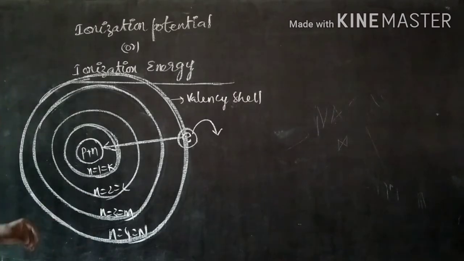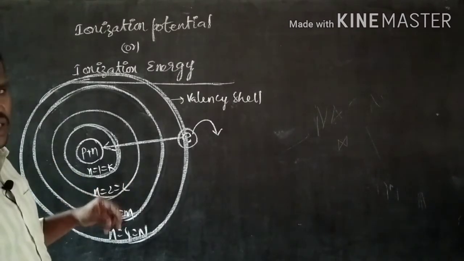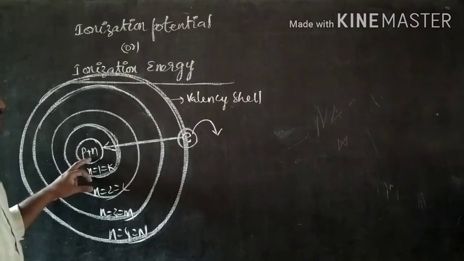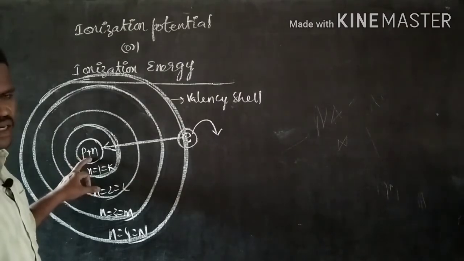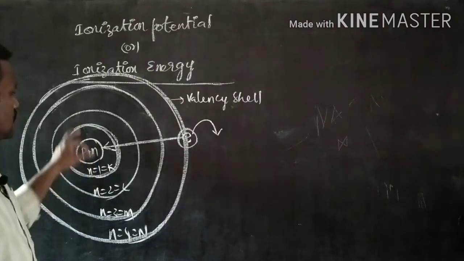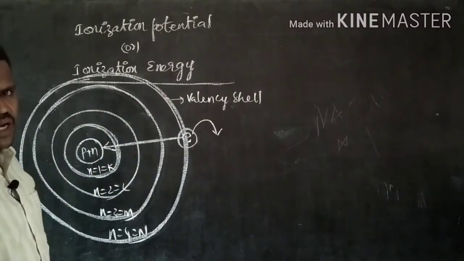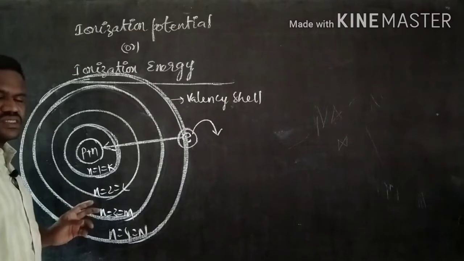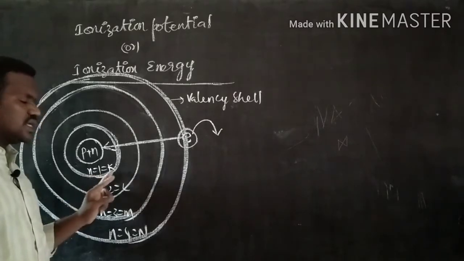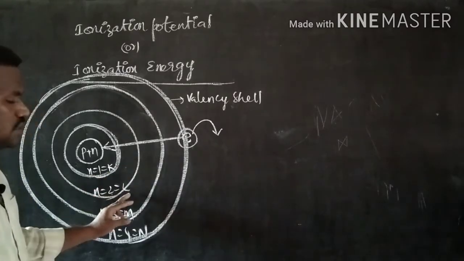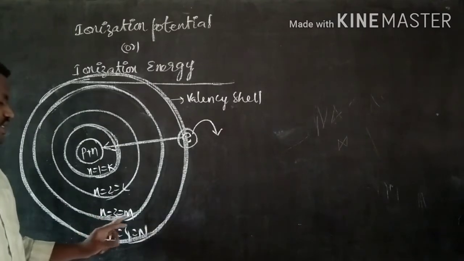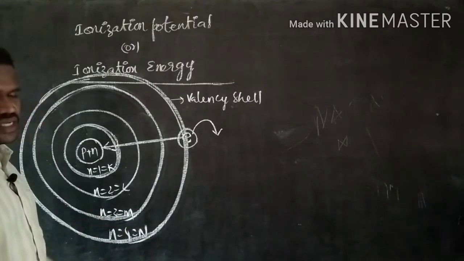We already know as per the Bohr-Bury atomic model, protons and neutrons are located at the center of the atom. Electrons revolve around the nucleus in definite circular paths. Those definite circular paths are n equal to 1 K shell, n equal to 2 L shell, n equal to 3 M shell, n equal to 4 N shell.